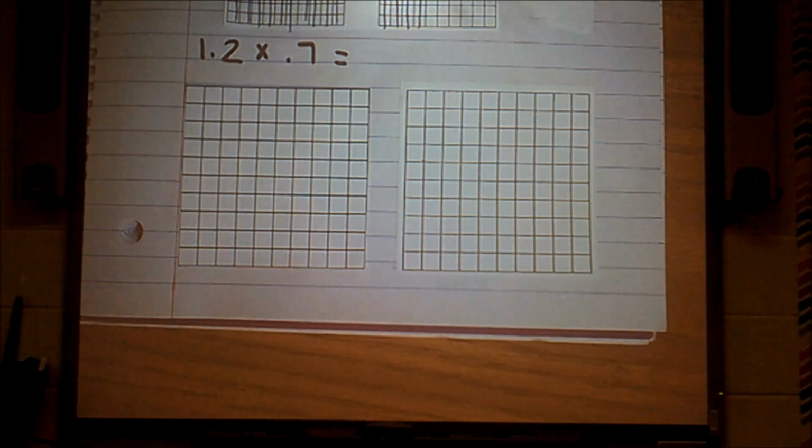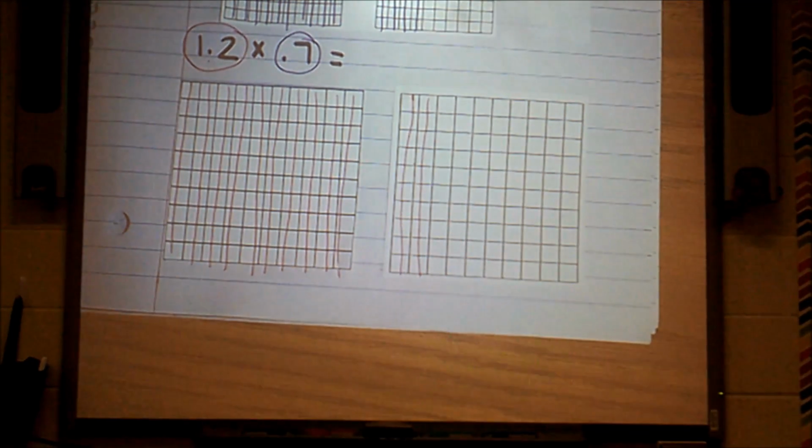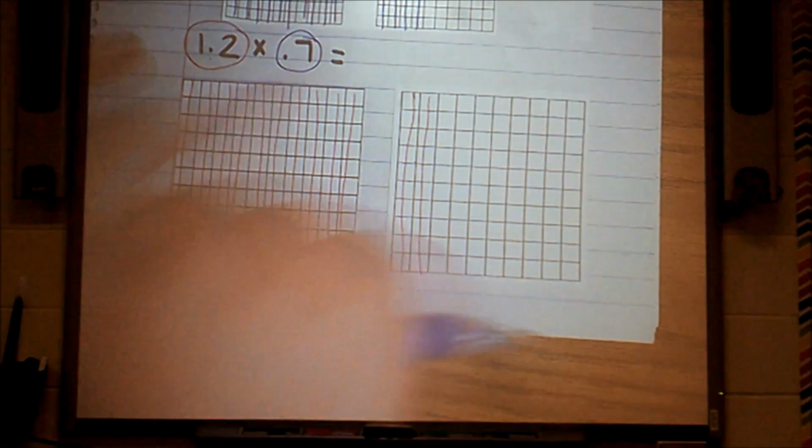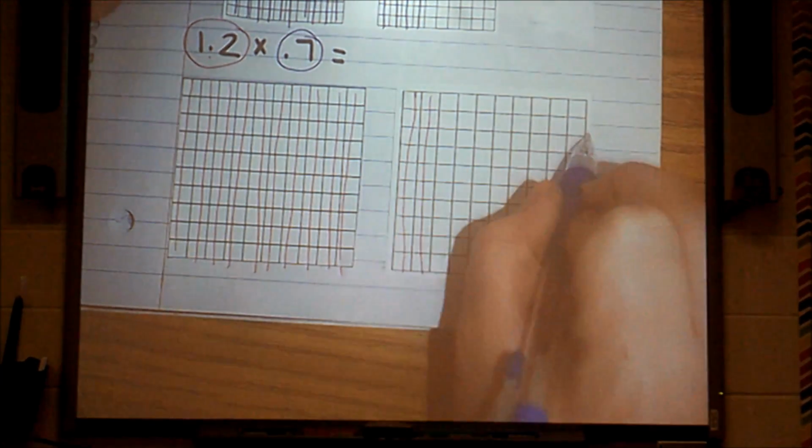I'm going to switch it up. I'm going to make my 1 2/10 represented with red and my 7/10 represented with blue. I'm going to fill in, going across this way, 1 whole and 2/10. So I know that means this whole first grid is going to get colored in because that is representing my 1 whole and 2/10. Going in the perpendicular direction, I'm going to shade in 7/10, remembering to go all the way across to both of my grids.